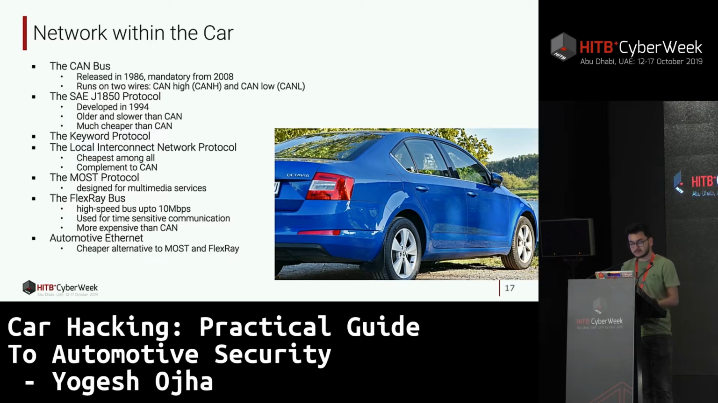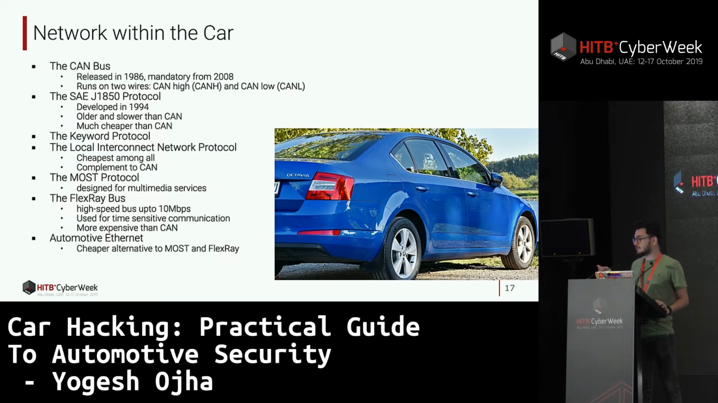You have these other networks that a manufacturer may use any of. You have the SAE J1850 protocol, which was developed in 1994. It is older and slower than CAN, but much cheaper to implement. You have the Local Interconnect Network protocol, which is the cheapest among all. This is actually used with CAN to complement it to communicate between several components, and then you even have MOST and FlexRay. FlexRay is actually the highest speed one at 10 Mbps.